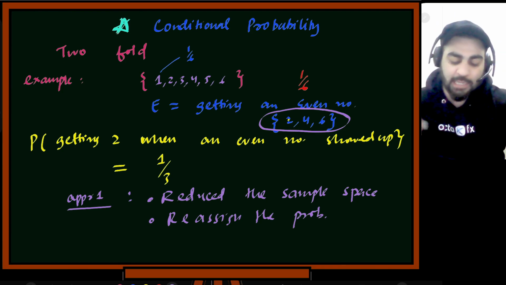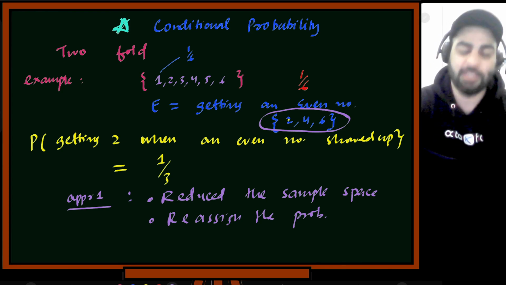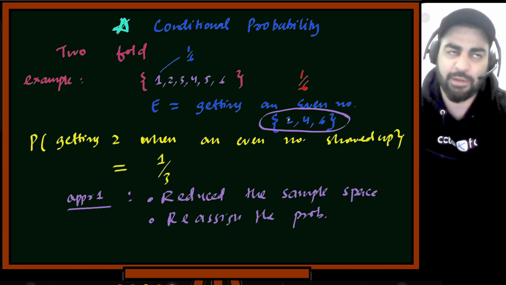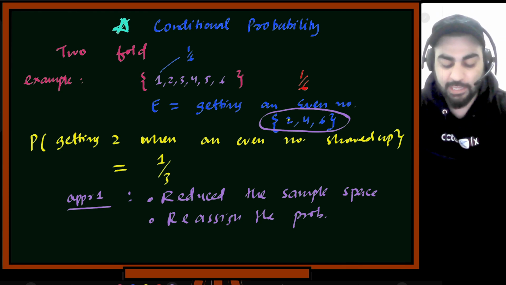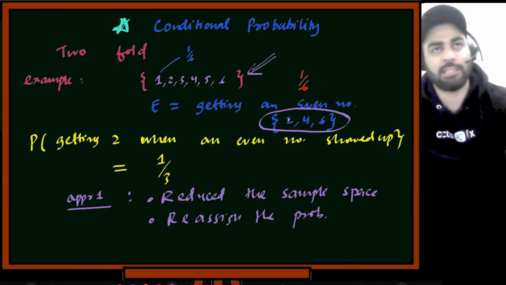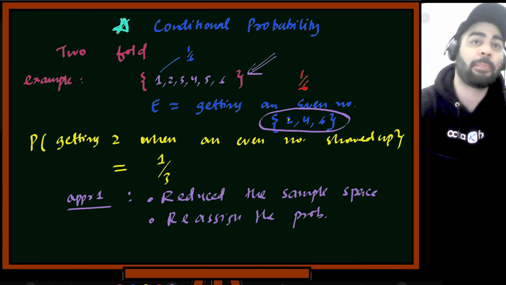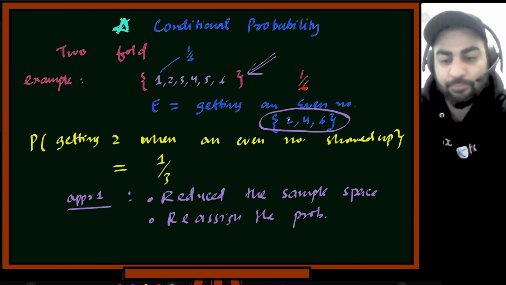I think Rian said the answer 1 by 3. So why did he say 1 by 3? He said, okay, this event E has happened. So that means 2, 4 or 6 will happen. Now, as in the initial stage, we assumed that each event is equally likely.